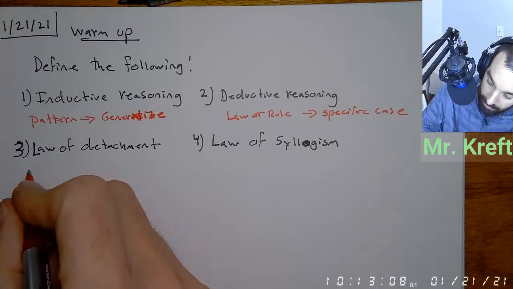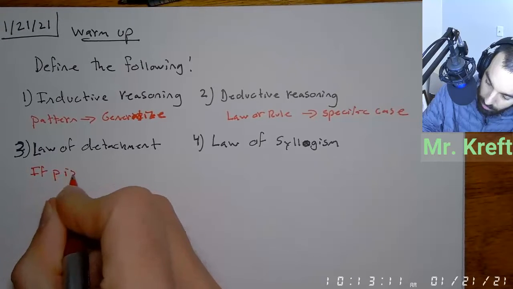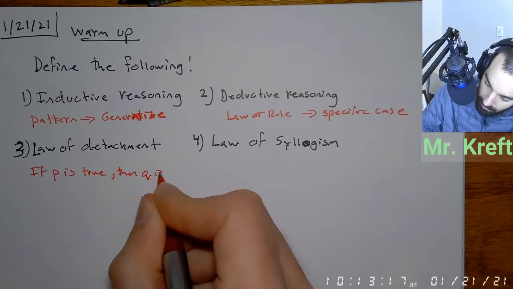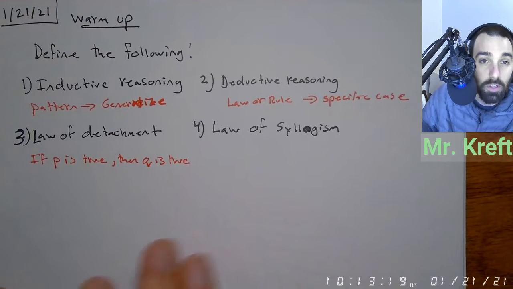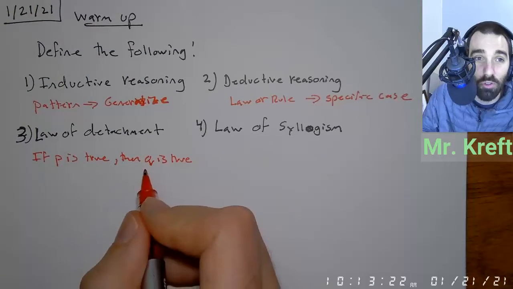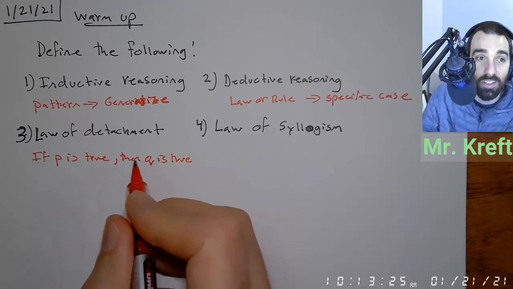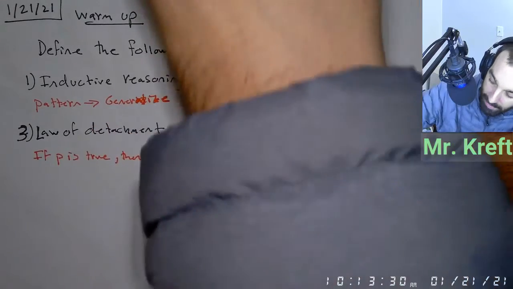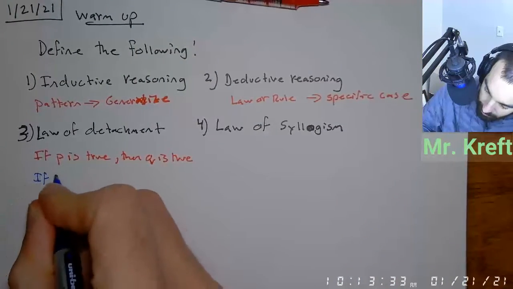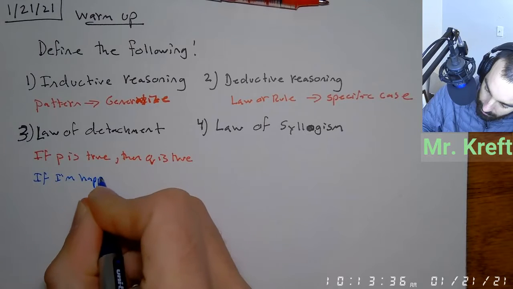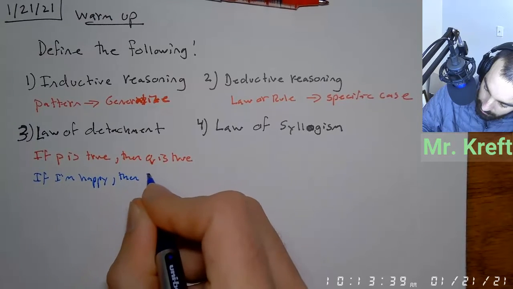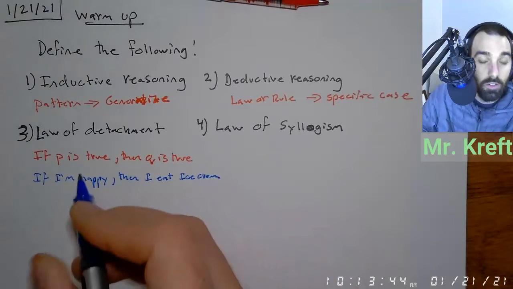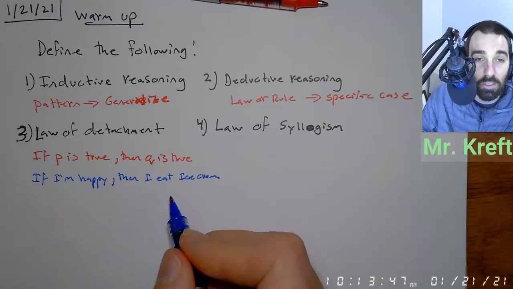The law of detachment says if P is true, then Q is true. What's important here is that it doesn't say if Q is true then P is true. So this is it, there's nothing more to this. If Q is true, that doesn't mean P is true. What I mean by that is, if I say, if I'm happy, then I eat ice cream. So if I'm happy, that means that I'm eating ice cream.